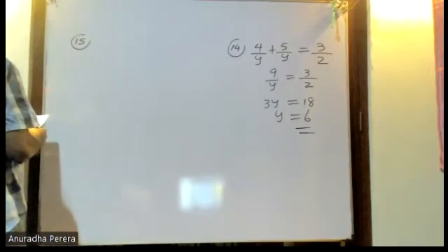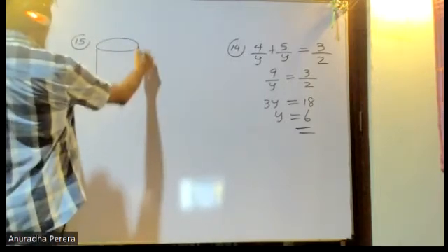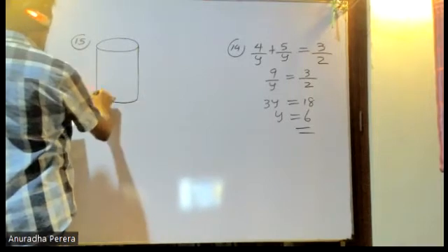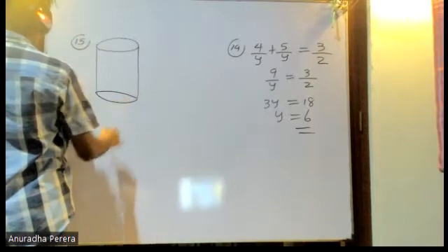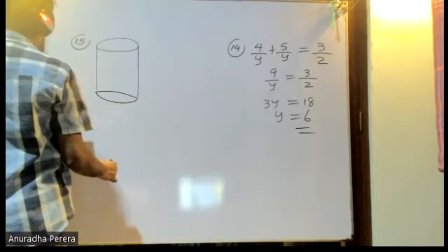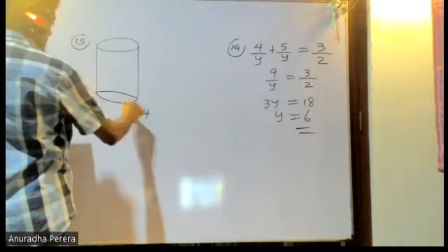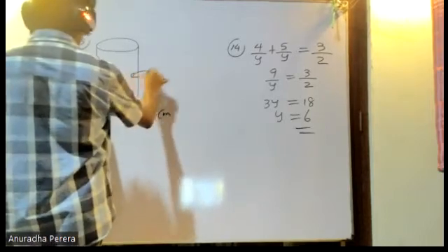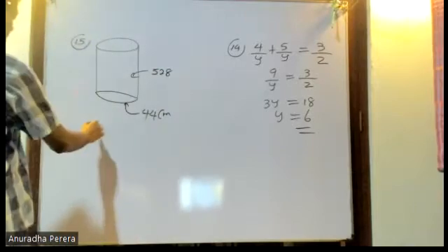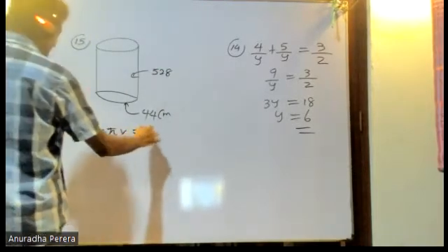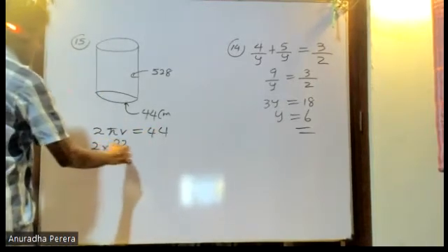The curved surface area of a right circular solid cylinder. Circumference is 44 cm. Curved surface area 528. We need the height. And you know 2 pi r equals 44. 2 pi r means the circumference. By using this one, we can determine the radius of the cylinder.